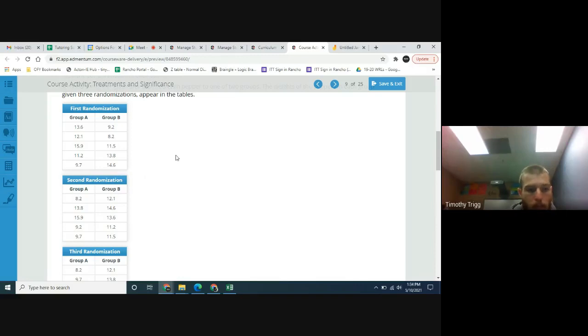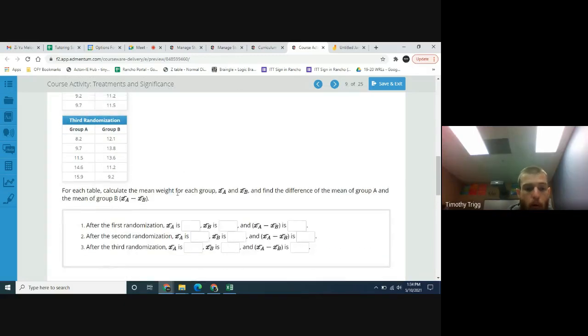So I've got 13.6 plus 12.1. And by the way, you should be doing this on your own as well. 15.9 plus 11.2 plus 9.7. Okay, so I add them together. I got 62.5. Then I divide by 5, and I've got 12.5. So for my first randomization, my X bar for the A's is 12.5.